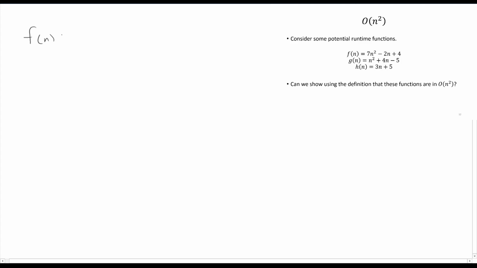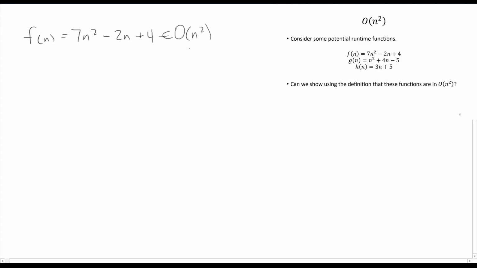F of n is, what do we have here? 7n squared minus 2n plus 4. Okay, and again, usually a good rule of thumb when we're working with asymptotic notation is to find the higher order term, because if we weren't told ahead of time what we were trying to prove here, a good guess would be n squared, because this is a quadratic polynomial and the highest degree is 2.